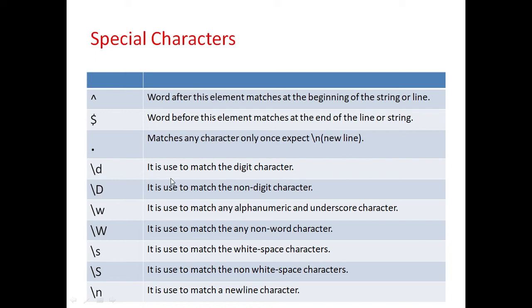Slash d is used to match a digit character. Slash capital D is used to match a non-digit character. Slash w is used to match any alphanumeric or underscore character. Slash capital W is used to match any non-word character.